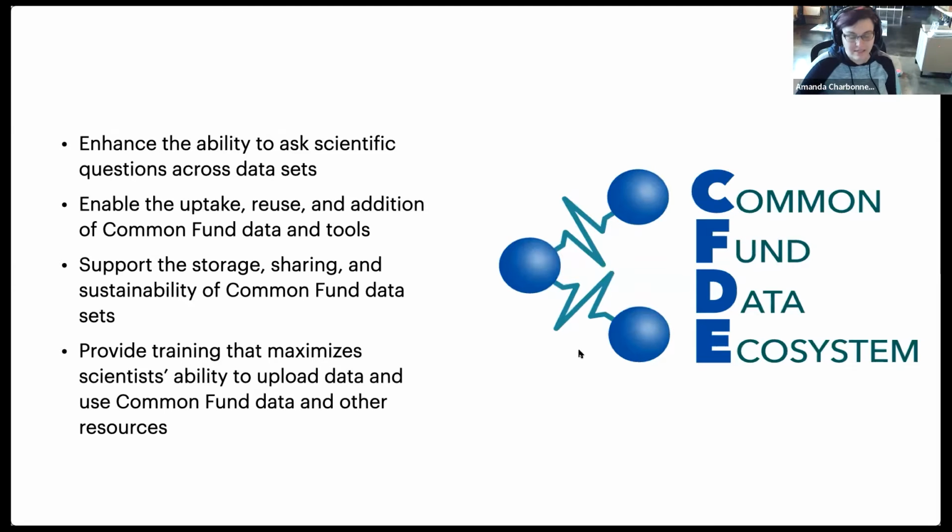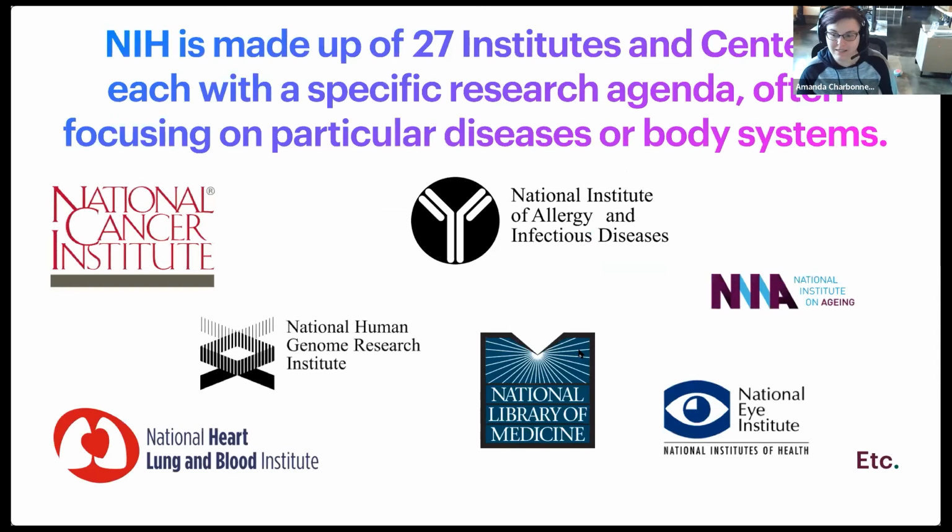But I always like to start this kind of presentation with backing up and talking about what even is the Common Fund, because it's not a thing very many people are familiar with. So you probably are aware that the NIH is made up of 27 different institutes and centers, and that each one of those has its own focus. So the National Cancer Institute funds stuff about cancer. The Institute of Allergy and Infectious Diseases funds stuff about allergies and infectious diseases. The Eye Institute funds eye stuff, et cetera. So there are all of these institutes, and they all have reasonably narrow focuses.